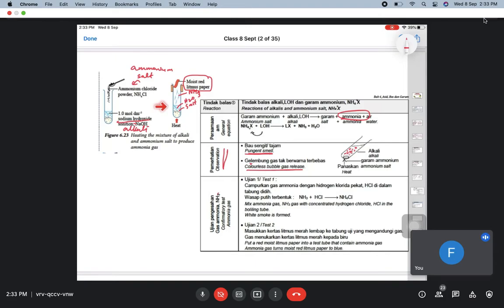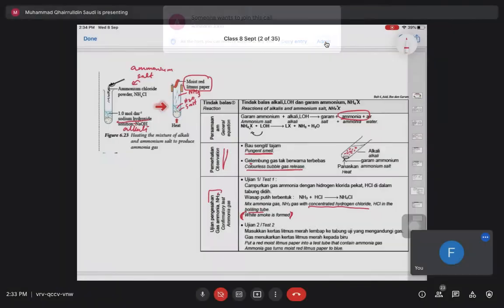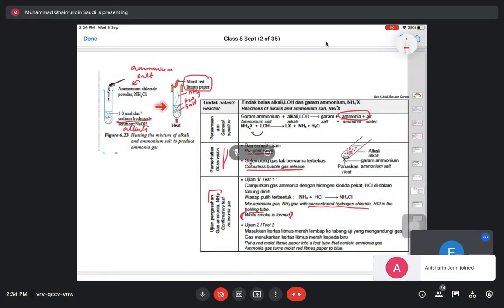So how do we test for ammonia gas? The first one, you mix ammonia gas with concentrated hydrogen chloride in the boiling tube. You will have white smoke formed. Or you can also use the second test, where you put red moist litmus paper into a test tube, or just put it on the top of the test tube that contains the ammonia gas. The ammonia gas will turn red litmus paper to blue because ammonia is an example of alkali.